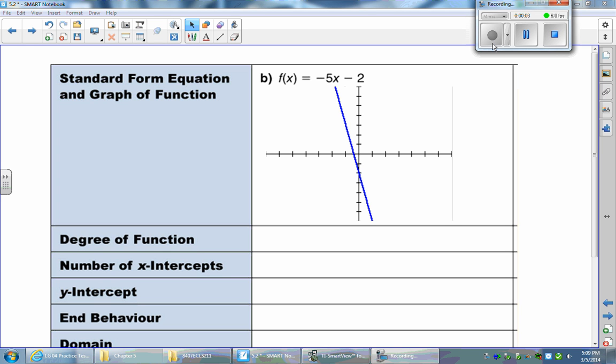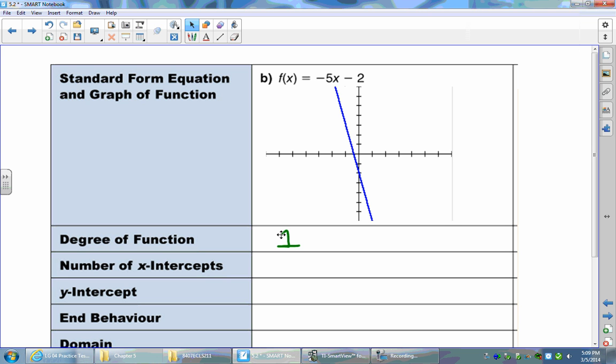Okay, section 5.2, characteristics of polynomial functions. Here we have a function f of x is equal to negative 5x minus 2. The first thing we're asked to determine is the degree of the function. Now, we know that all lines have a degree of 1. All linear functions have a degree of 1. So we can write that in there.